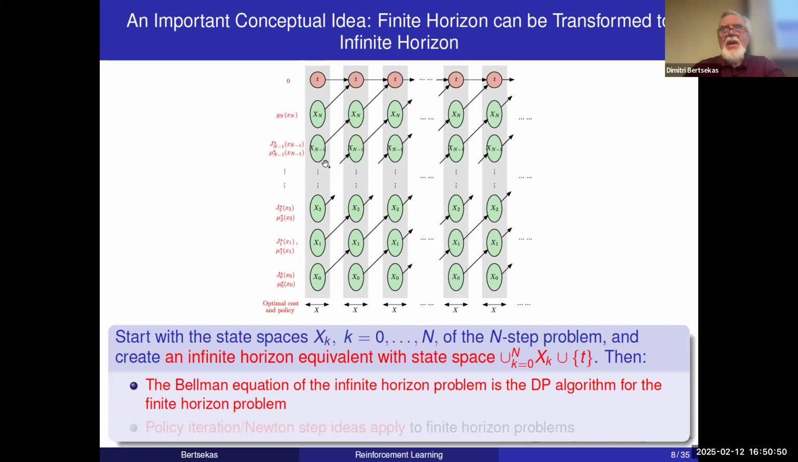So all of this is going to be in the background. We're not going to be dealing very much with it, but it can all be taken back to this basic conceptual framework, whether it's finite horizon or infinite horizon. So the policy iteration and Newton step ideas apply to finite horizon problems. That's the bottom line here. And that is one of the benefits of thinking abstractly and transitioning between finite horizon and infinite horizon. Okay, any questions?